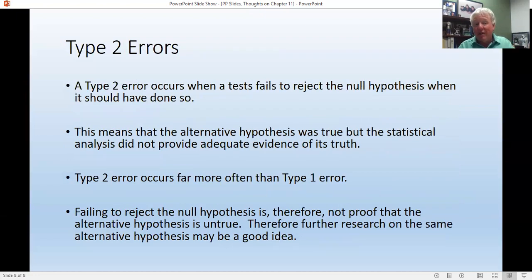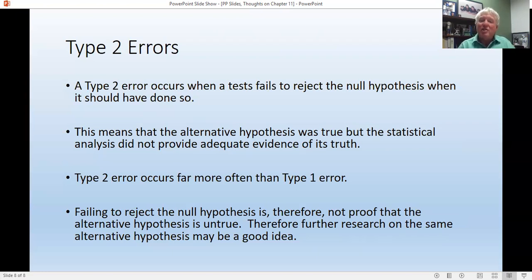Now, type 2 errors, on the other hand. A type 2 error occurs when a test fails to reject the null hypothesis when it should have done so. This means that the alternative hypothesis was true, but the statistical analysis did not provide adequate evidence of the truth. This happens far more often than type 1 error. In a lot of cases, your alternative hypothesis will actually be true, but you won't find enough evidence to support that conclusion. That happens a lot because, in all honesty, we have a very high standard when it comes to statistical evidence. 0.05 is a high standard. So type 2 error occurs quite often.